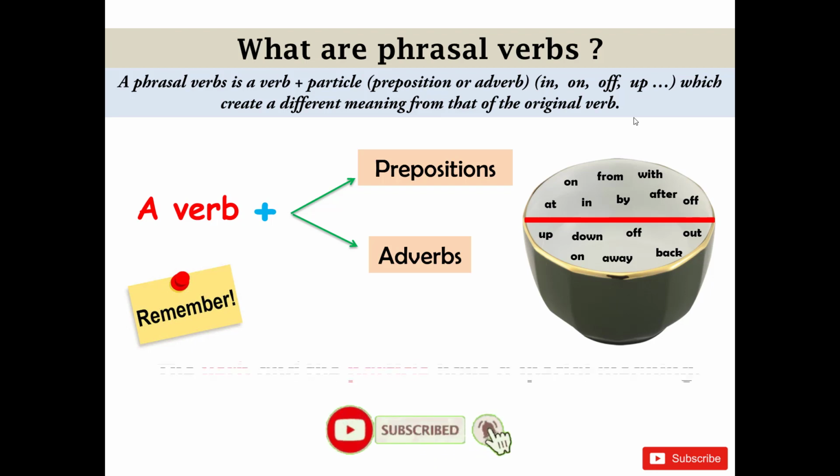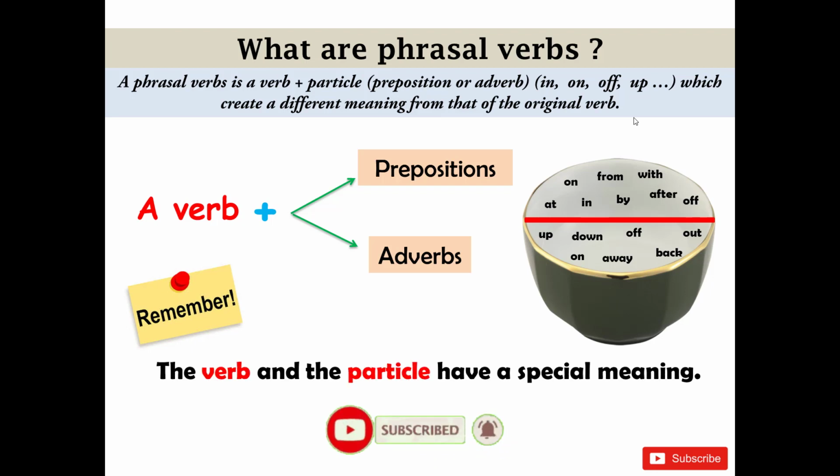So remember that the verb and the particle have a special meaning in the sentence or in a context. If you have a verb alone, it has a certain meaning. But once it is with a preposition or an adverb, it becomes a different and special meaning. Okay? We will understand this in this video.